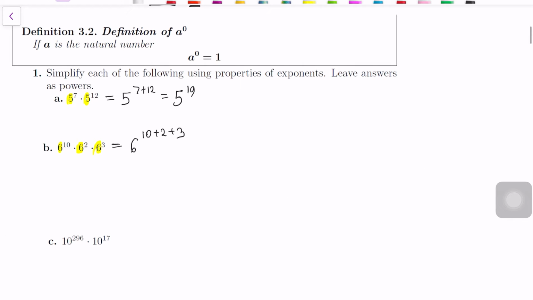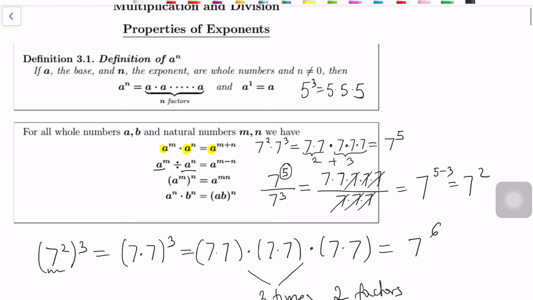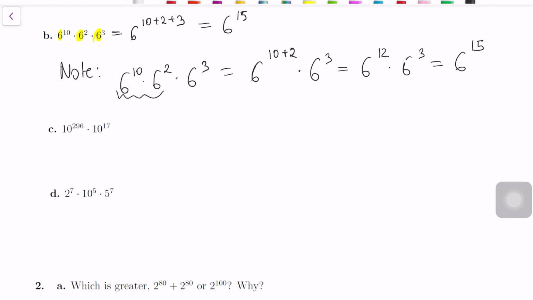So let me make a note. If you wanted to use exactly the properties above, you could say, okay, I'm going to first multiply those two, but that's 6 to the power 12, and then you would end up again multiplying those two, and that would be 15 if it went by pairs. But ultimately, this product rule expands to as many base-like factors as you want to have.